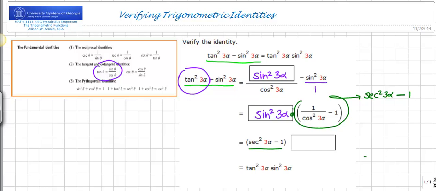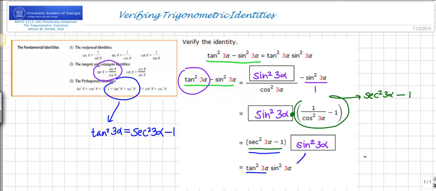Multiplication's commutative, so this becomes secant squared 3 alpha times sine squared 3 alpha, and then we have the following identity, 1 plus tan squared is secant squared, so we can rewrite that as tangent squared 3 alpha is secant squared 3 alpha minus 1, which is what we see here and here. Bring this guy down, and we have verified that we have produced the right-hand side of the formula.